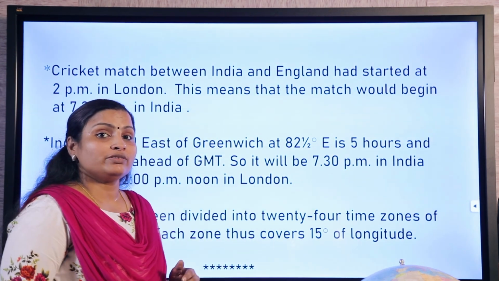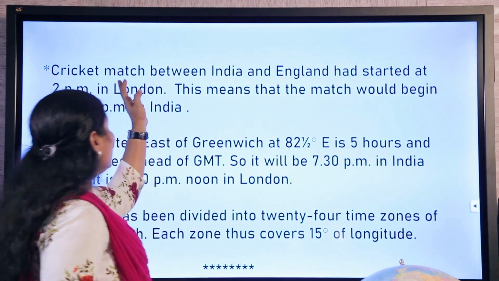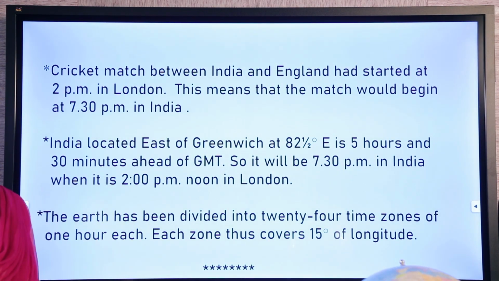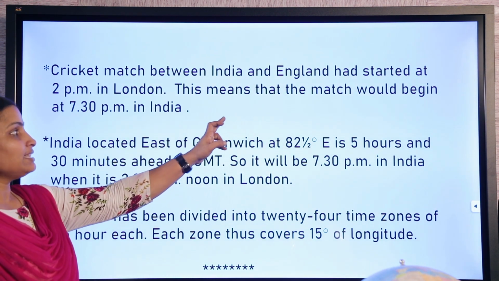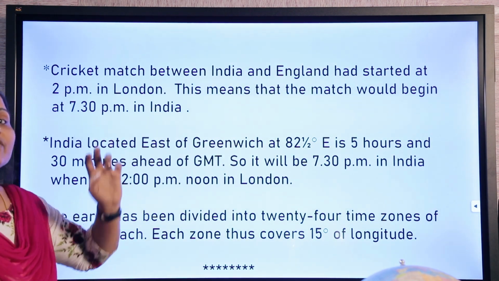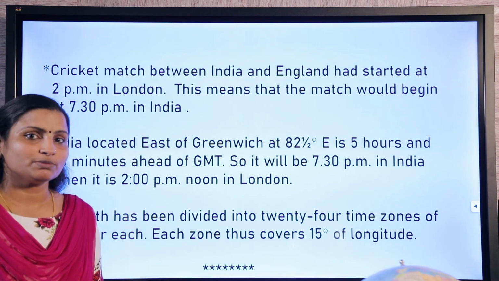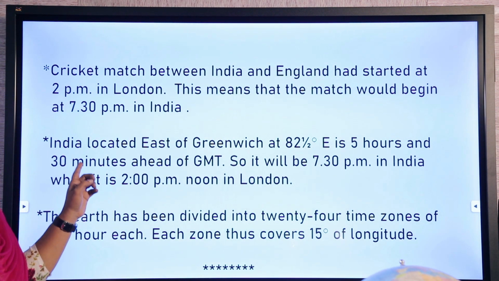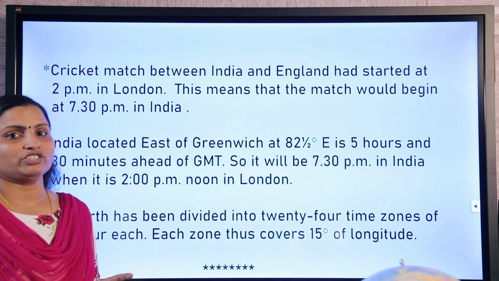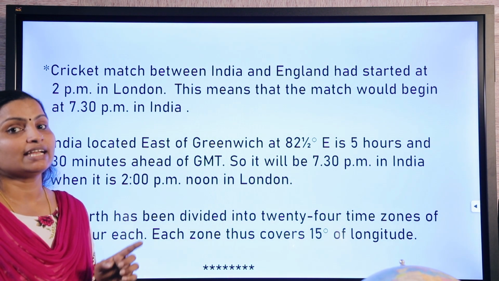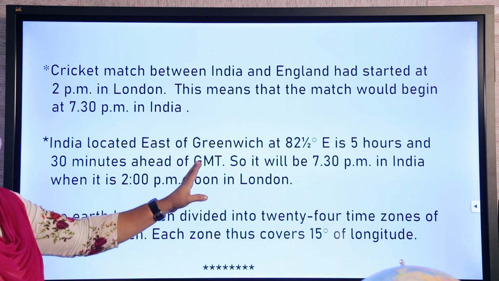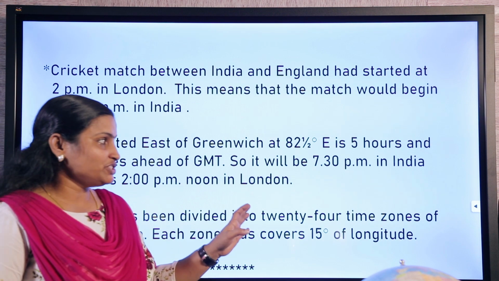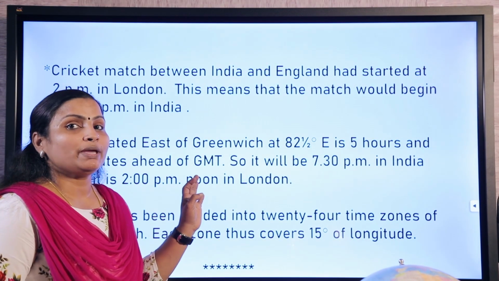We are all very interested in watching cricket matches. See here, a cricket match between India and England had started at 2 p.m. in London. This means that the match would begin at 7 p.m. in India. How is it possible? India is located east of Greenwich, that is 5 hours and 30 minutes ahead of Greenwich time. So it will be 7:30 p.m. in India when it is 2 p.m. in London.